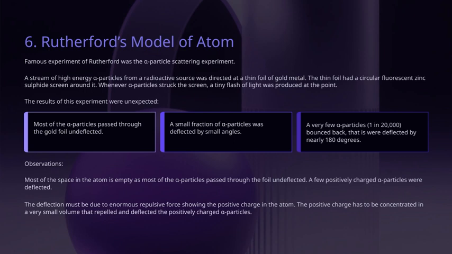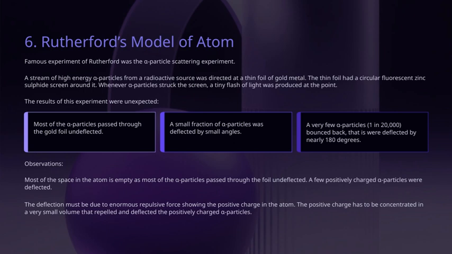A small fraction of alpha particles were deflected by small angles, which suggested that there was some repulsive force at play, but not everywhere in the atom. The key idea here is that this deflection had to be caused by an enormous repulsive force, which revealed the presence of a positive charge within the atom. This positive charge must be concentrated in a very tiny region because it was able to repel and deflect the positively charged alpha particles.